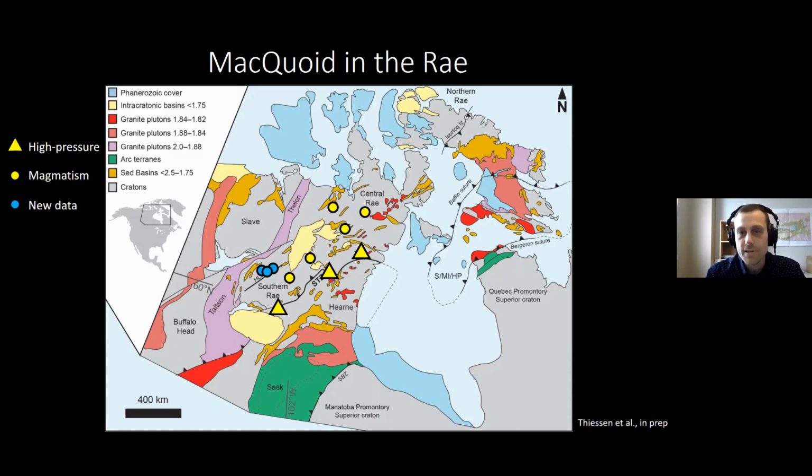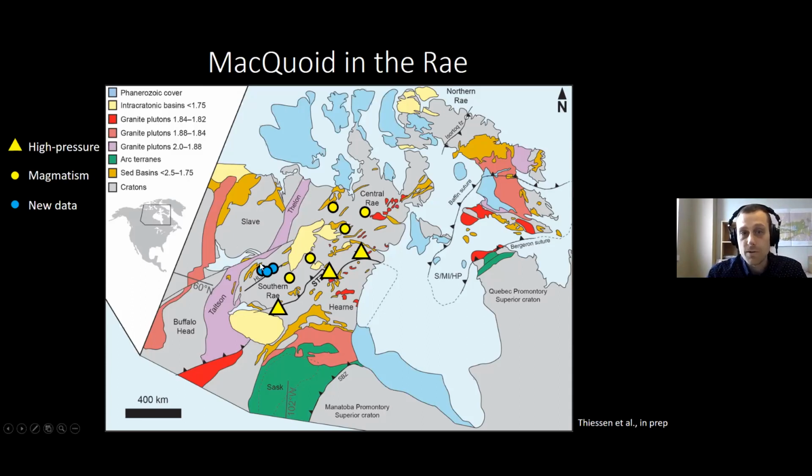And so one could think of this broad regional system as somewhat analogous to a modern collisional system, where we have early convergence, abundant magmatism, and then sort of finalized by a collisional phase in high-pressure metamorphism and exhumation closer to the trench.